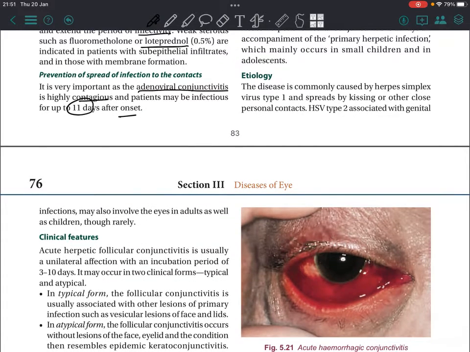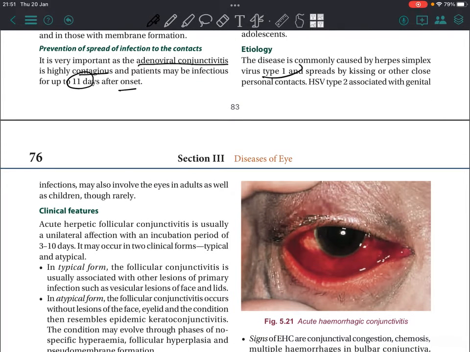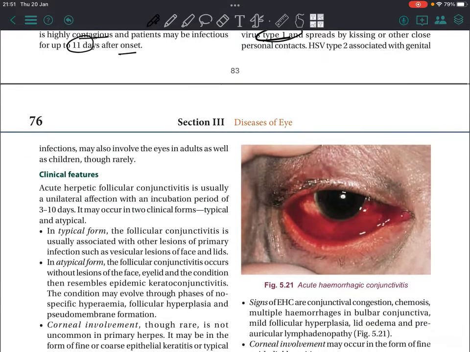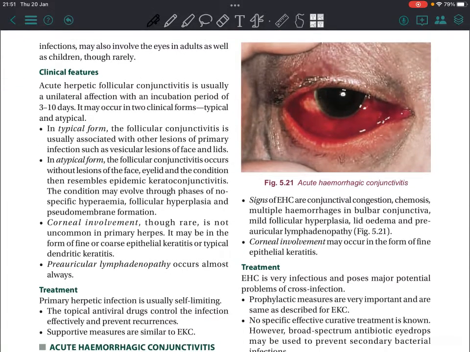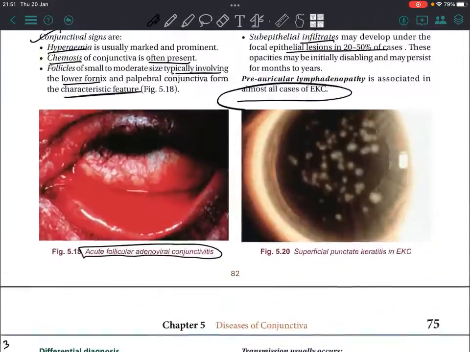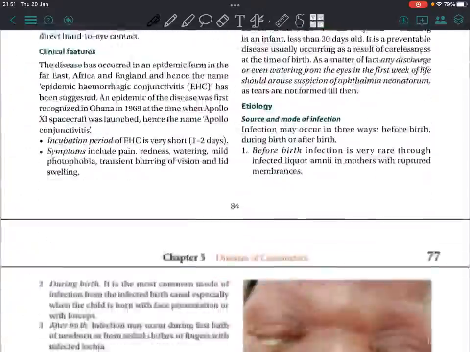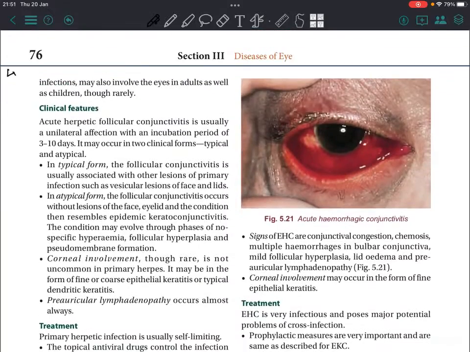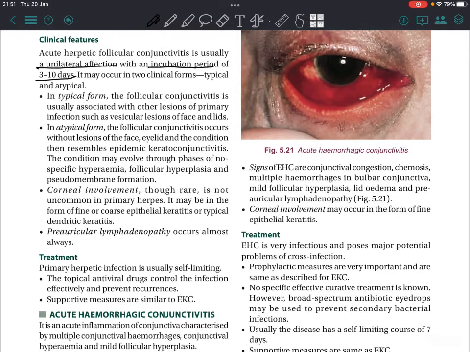Acute herpetic conjunctivitis, primary. It accompanies primary herpetic infection, which may occur in children. Etiology: caused by herpes simplex virus 1, spread by kissing or close contact. Herpes simplex virus 2 may also be involved, but this is not well known. Clinical features: acute herpetic follicular conjunctivitis is usually a unilateral affection with an incubation period of 3 to 10 days. It may occur in two clinical forms, typical and atypical.